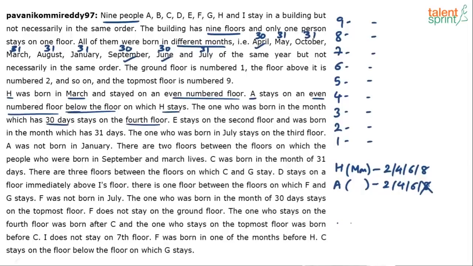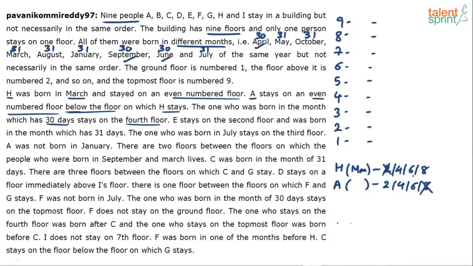By the way, one more point that I missed out: like we have ruled out 8th floor for A, we can rule out 2nd floor for H. H cannot be on 2nd floor. Why? Because A has to come below H. If you take H on second floor, A has to come on a floor which is below H. But that does not exist. First floor is there, but A stays on an even numbered floor. So one possibility for H and one possibility for A is ruled out.